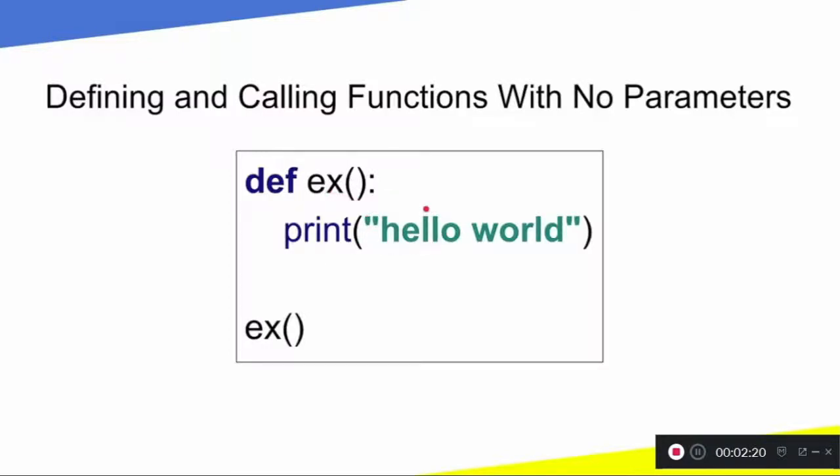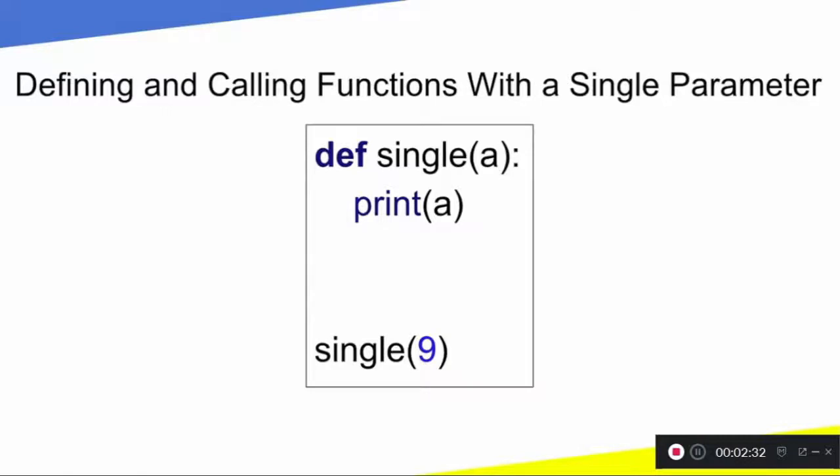Then let's see how to do a function when we have a single parameter. So over here we have def, then we have single, and in the parameters we have a, and then a colon. Now we want to print a, so whenever we want to print, we pass whatever we want to print in between the brackets.